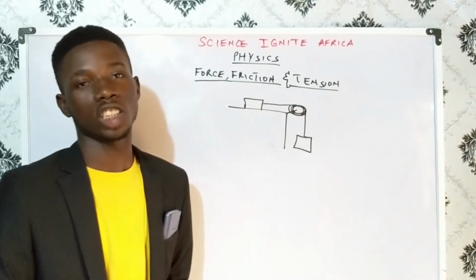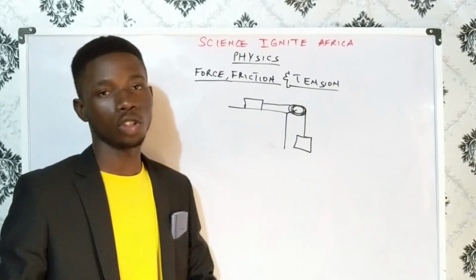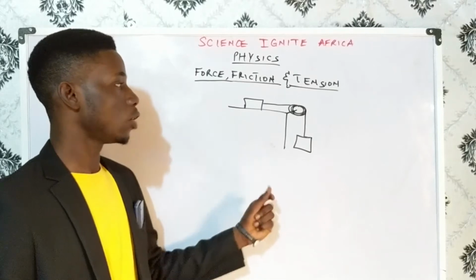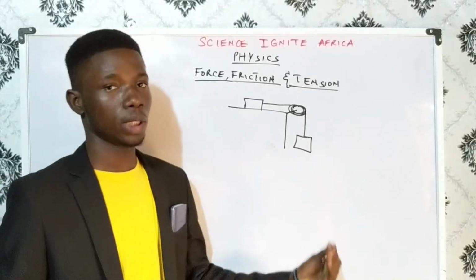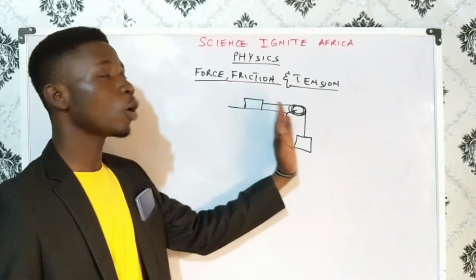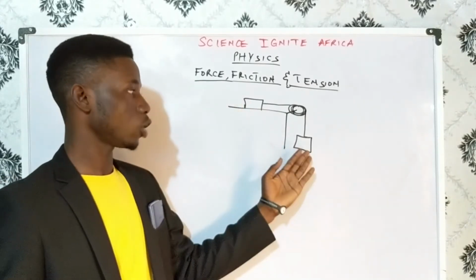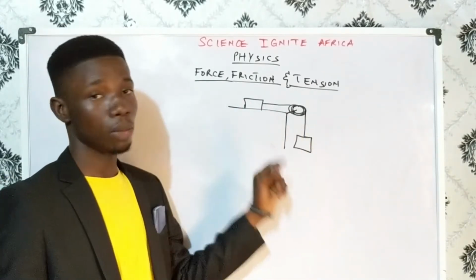Now, the other time I discussed having an object placed on a platform, on a surface, where there's friction. I also talked about having an object that is hanging. Now I'm combining the two systems together. There's an object resting on the surface and an object that is hanging, and they are connected by a string.